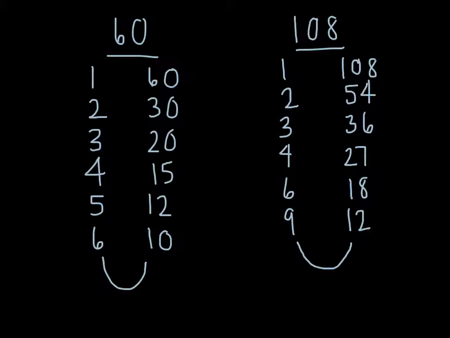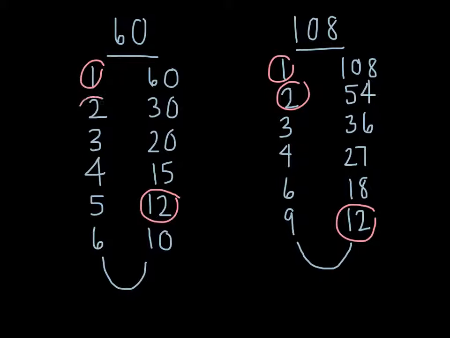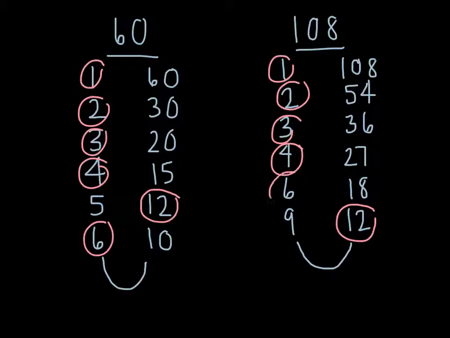So here I have all the factors of 60 and 108, and I'm looking for the largest one that's shared on this list. And when I search through the numbers, what I find is 12. There are lots of other common factors. 1, for example, 2, 3, 4, 6 are all common factors, but the greatest common factor here is 12. That's the largest number that's on both lists.